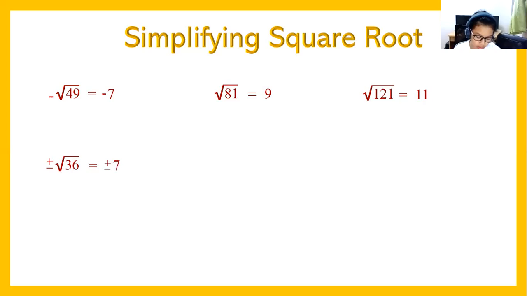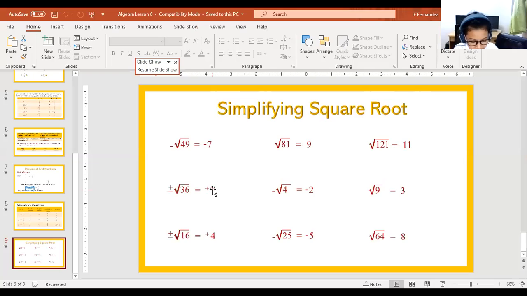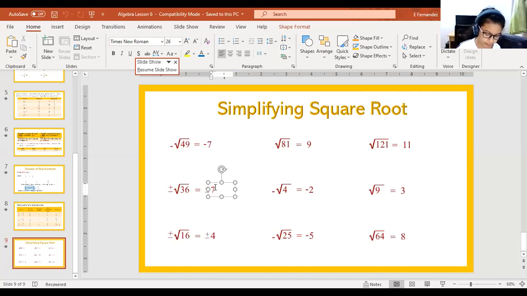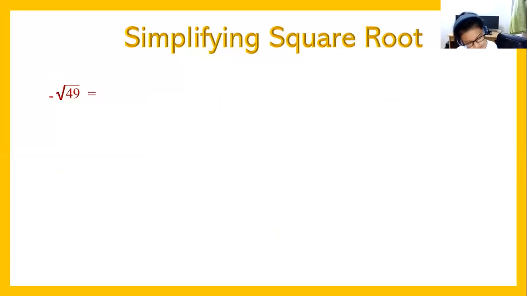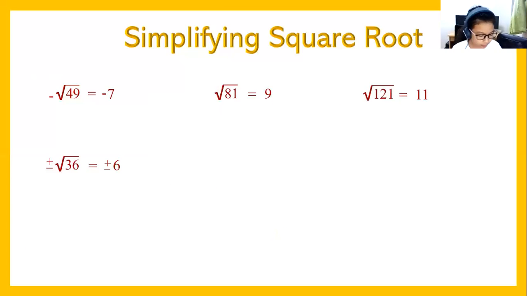And my answer is wrong, by the way. It should be 6. Sorry. Let me change it. Okay. So it's 6. Positive and negative 6. All right. Now let's see the next number.